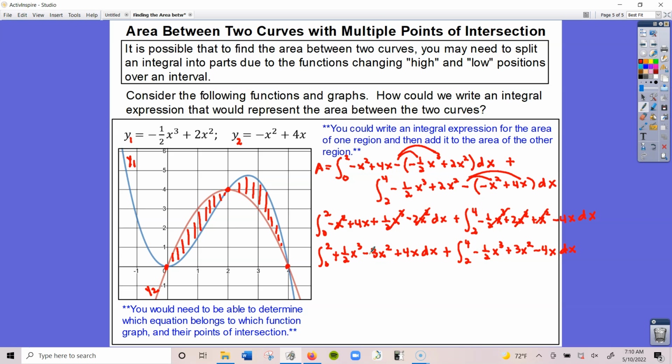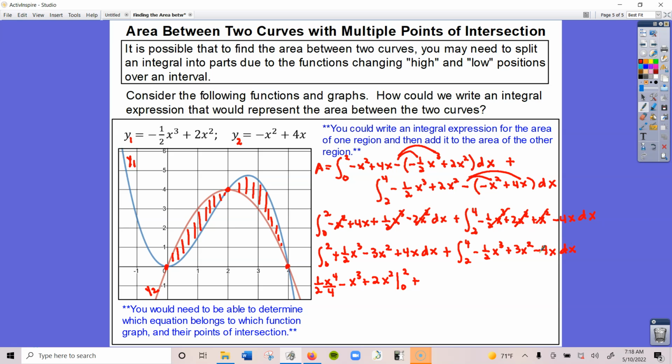The integrals here look very similar. The only difference is that the signs are different. But regardless, we still need to evaluate each one separately because those limits of integration are different. So let's go ahead and integrate. So when we integrate here, we have 1/2 x to the fourth over 4 minus 3x cubed over 3 is x cubed plus 4x squared over 2 is 2x squared.